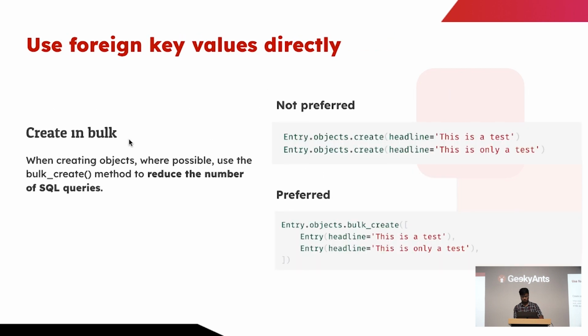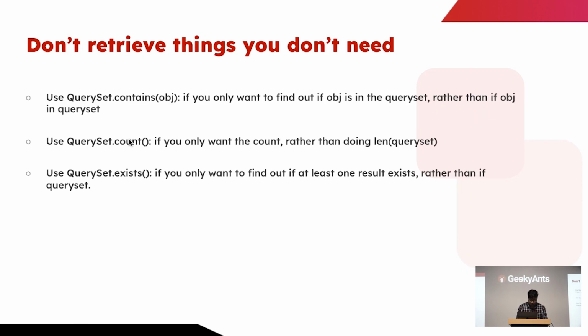And also, use QuerySet.count. Don't do length of QuerySet. That's a really bad way to do it. But it's fine if you have already used that QuerySet before. If the QuerySet is not yet evaluated, then use .count. Does it make sense? So the next thing is use QuerySet.exists.